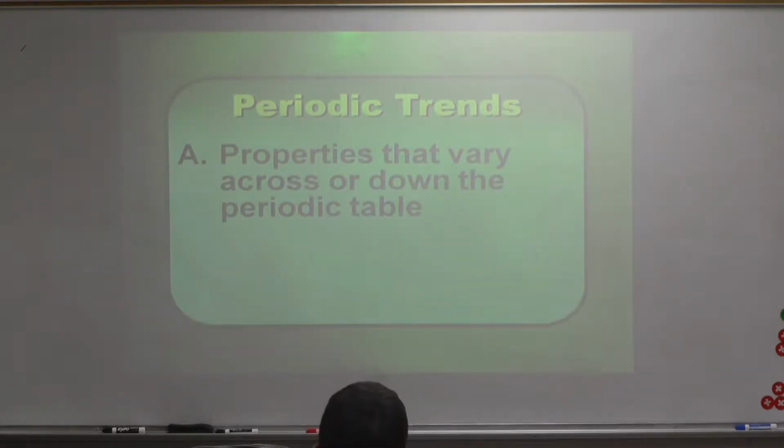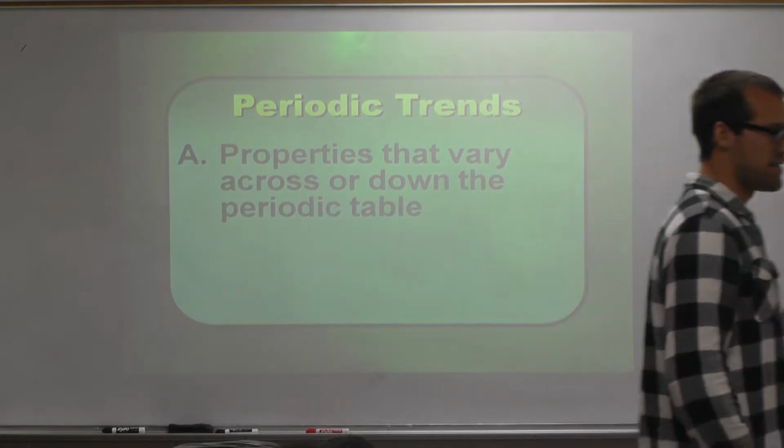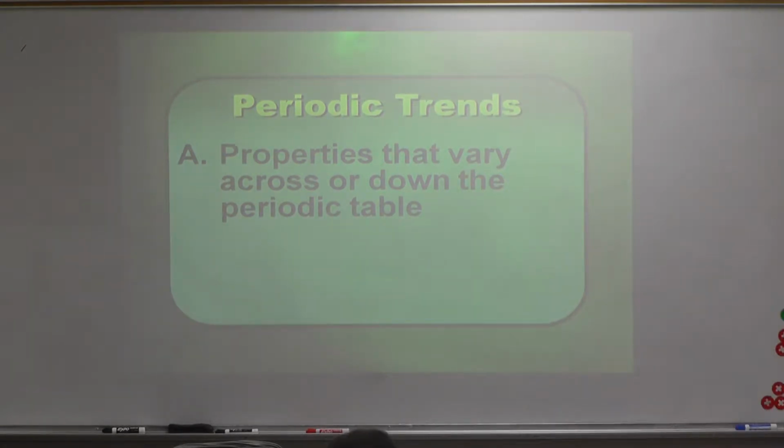Alrighty. Periodic trend. That's it. So what we're going to do is we're going to figure out, based on a few things, what trends we see, or how properties vary in a repeatable pattern across or up and down the periodic table.